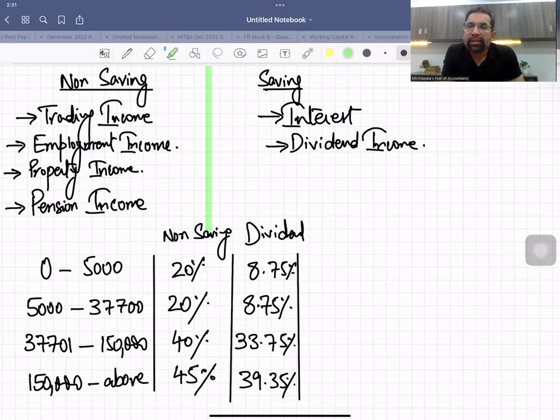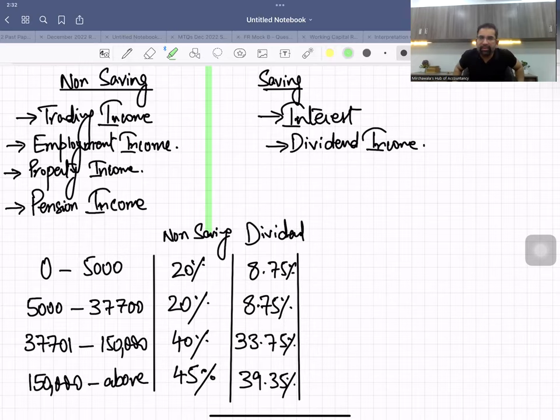For example, just think, government wants to increase investment in the stock market. Government wants people to invest more in stocks, shares. So government will automatically reduce the tax rate of dividend income. So people will be attracted towards stocks, right? So just to motivate people, that's why the tax rates are different, and that's why they have classified them in different heads. So we have non-saving income and savings income.